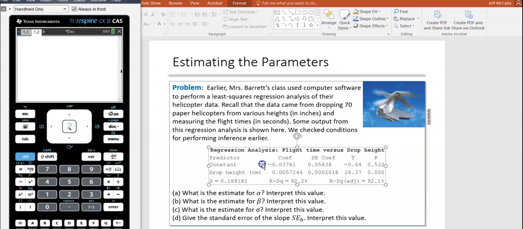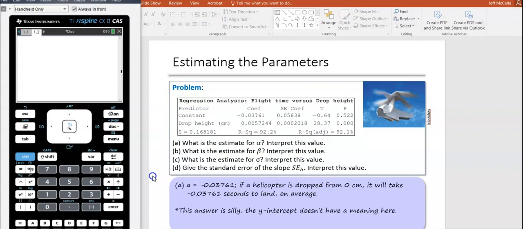So, what is the estimate for alpha? That's a weird thing to say because, in other words, if A is negative 0.0371, if a helicopter is dropped from 0 centimeters, it will take about negative some seconds to land. That just doesn't make sense in the context of the problem, that the y-intercept would start at a negative number. So in this case, the y-intercept doesn't really have a meaning. There's no way for the helicopter to take negative seconds to land. It just doesn't make sense.